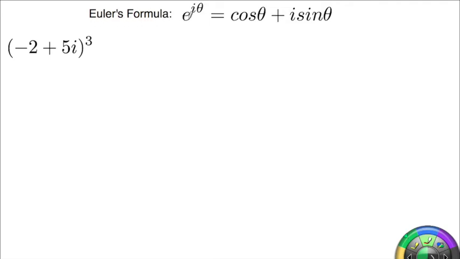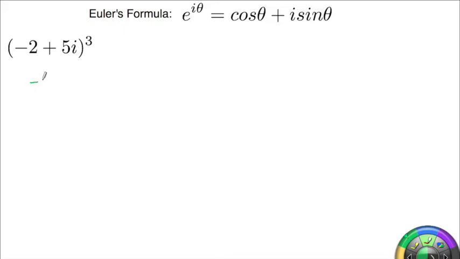And it uses an exponential function to represent cosine theta plus i sine theta. And it's kind of cool that you can change a sine and cosine into just a single function and have a base of e. It's kind of an amazing formula. So we're going to use this Euler's formula to convert the polar form into something that's a little bit easier to work with exponents. So the first step is I want to take this negative 2 plus 5i and raise it to the third power.